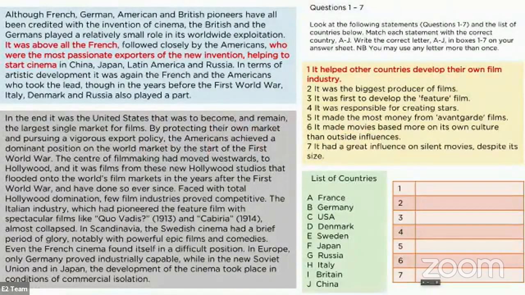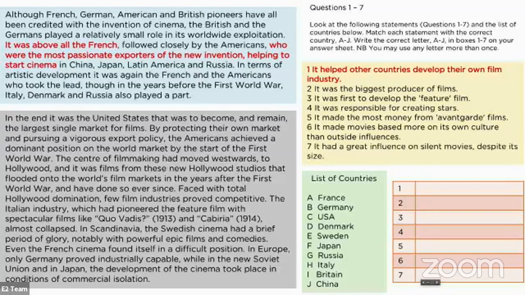So, it helped other countries develop their own film industry. In other words, which country, France, Germany, USA, Denmark, Sweden, Japan, Russia, Italy, Britain, or China, helped other countries develop their own film industry? Well, the passage says it was, above all, the French who were the most passionate exporters of the new invention, helping to start cinema.